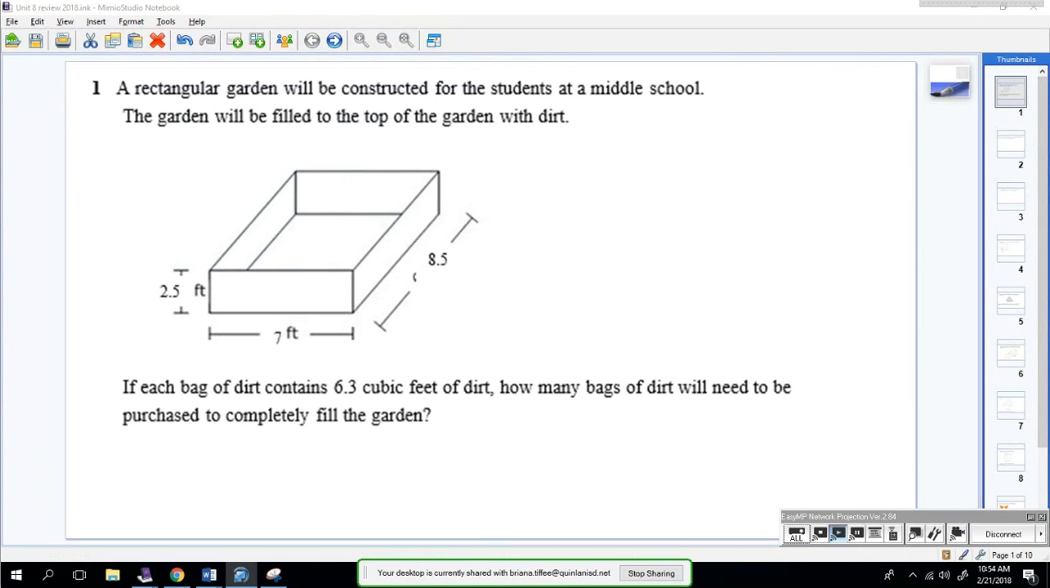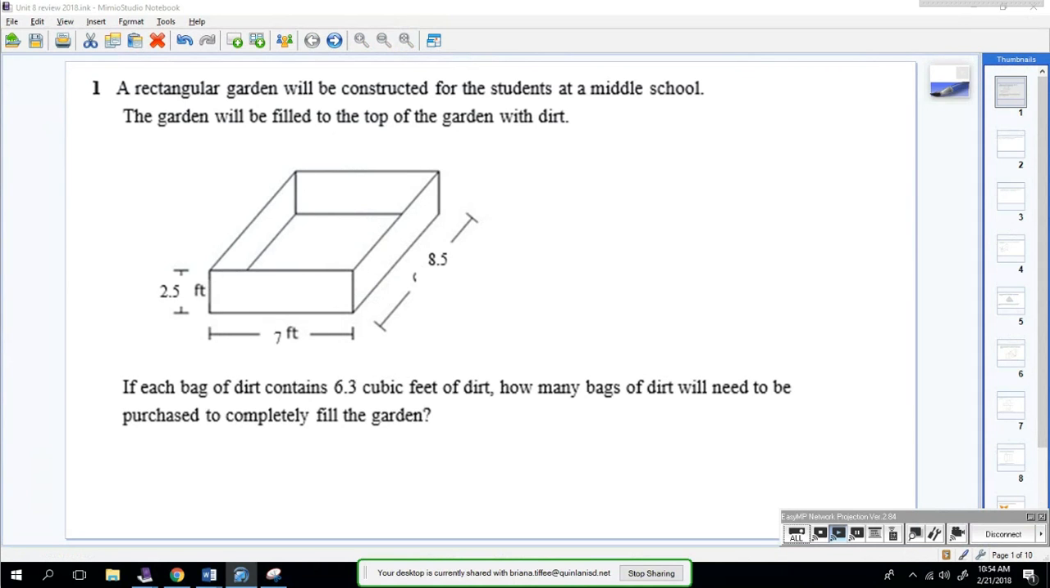Okay, so number 1, a rectangular garden will be constructed for the students at a middle school. The garden will be filled to the top of the garden with dirt. If each bag of dirt contains 6.3 cubic feet of dirt, how many bags of dirt will need to be purchased to completely fill the garden?